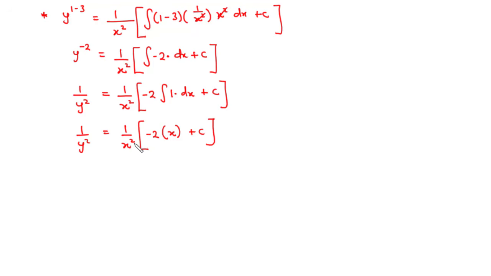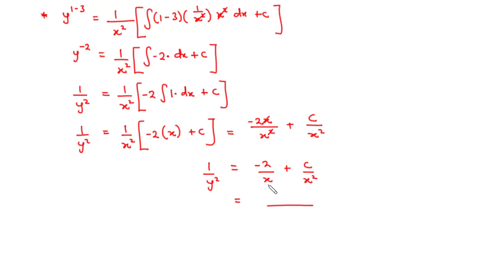Now we are going to multiply 1 over x squared across. So that's going to be negative 2x over x squared plus c over x squared. So x cancels one of the x's, and then we have negative 2 over x plus c over x squared. So that is equal to 1 over y squared. Now at this point, let's try to find the LCM on the right hand side.